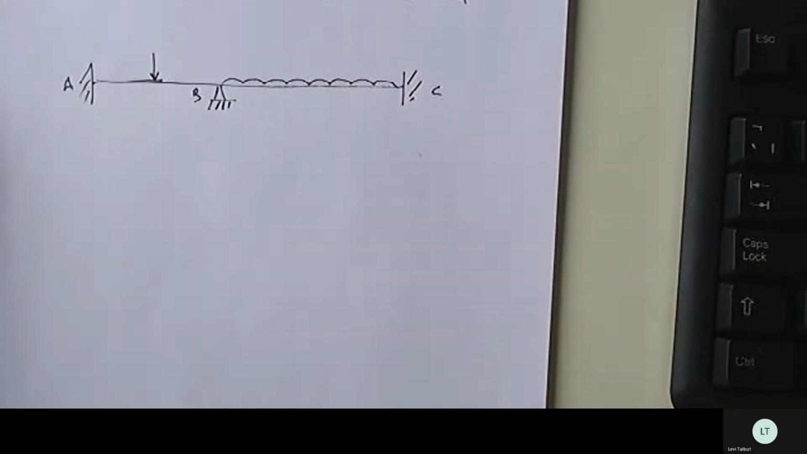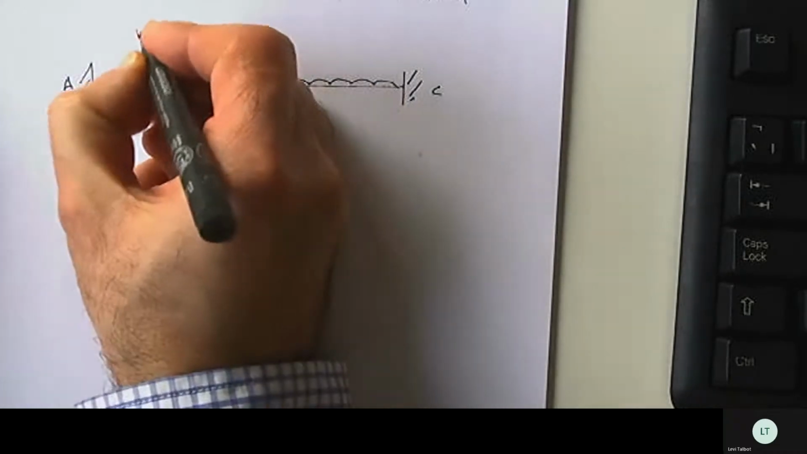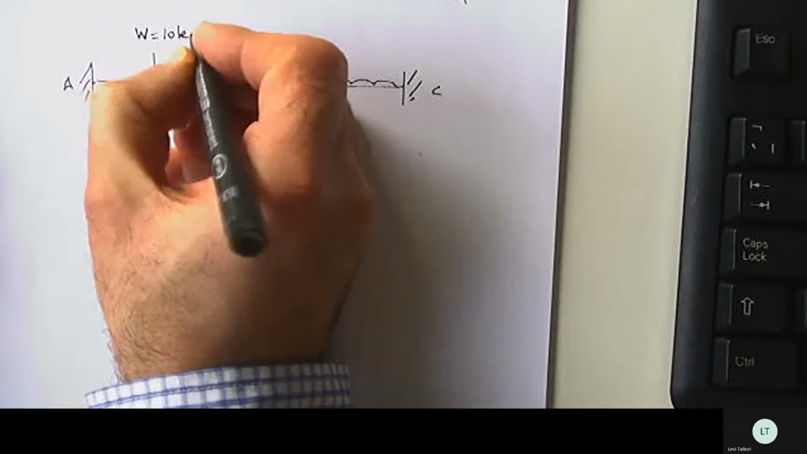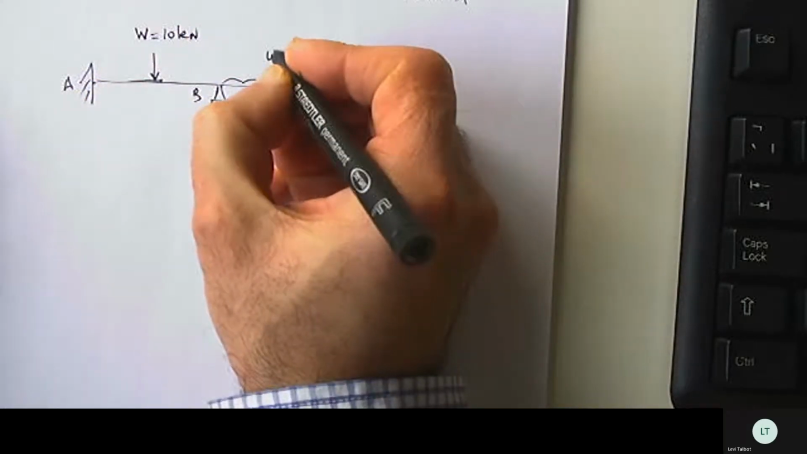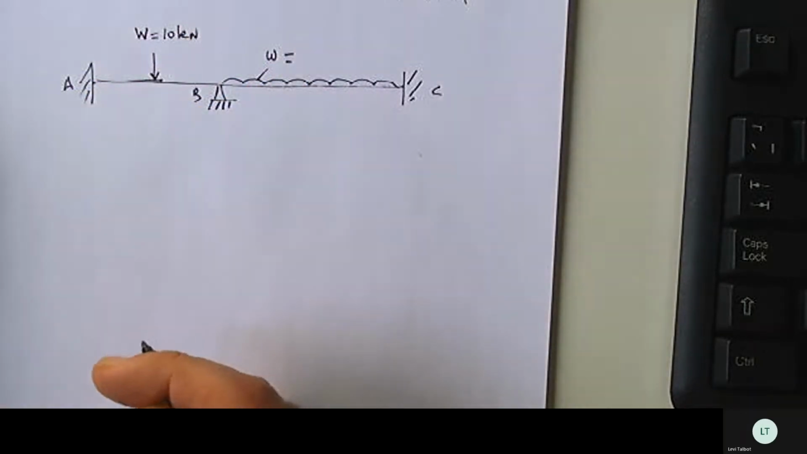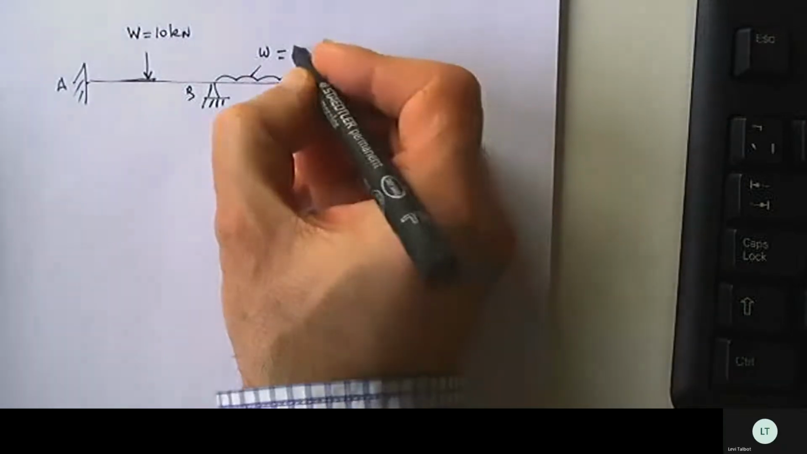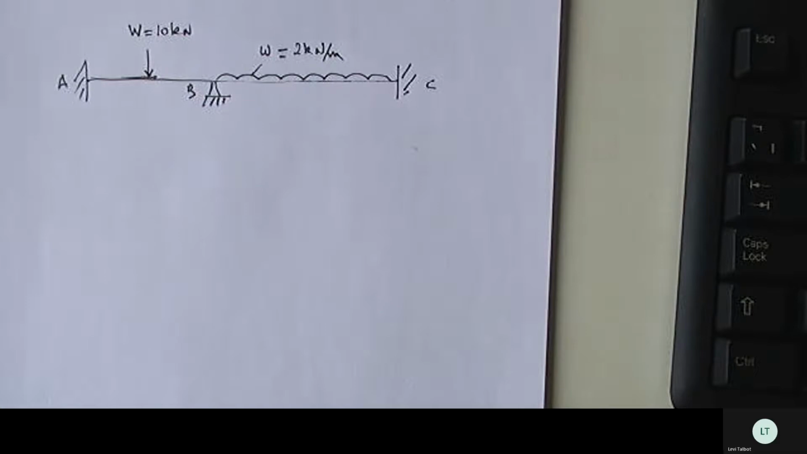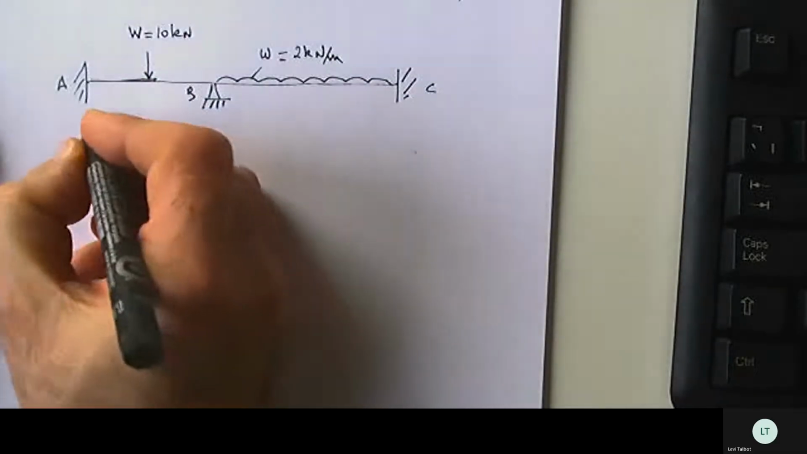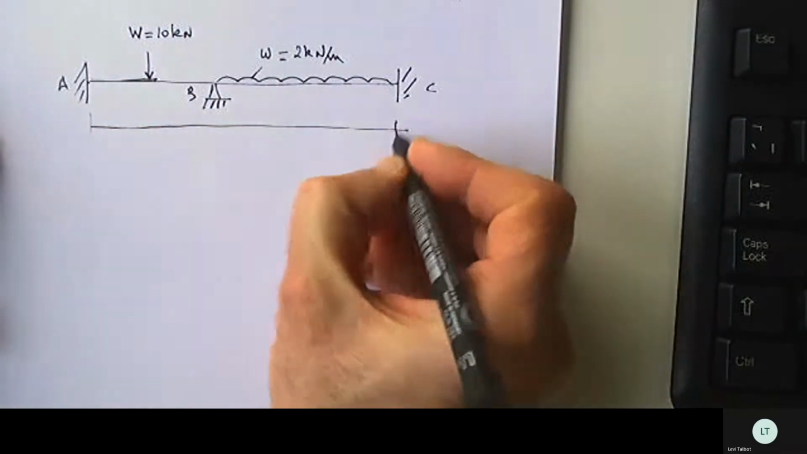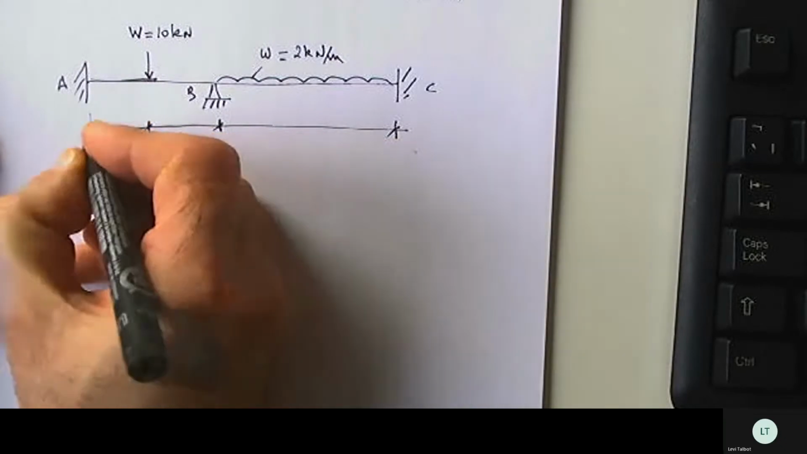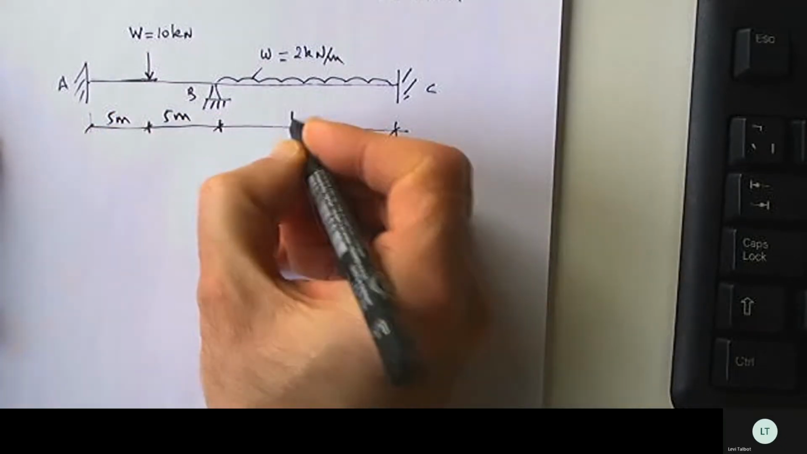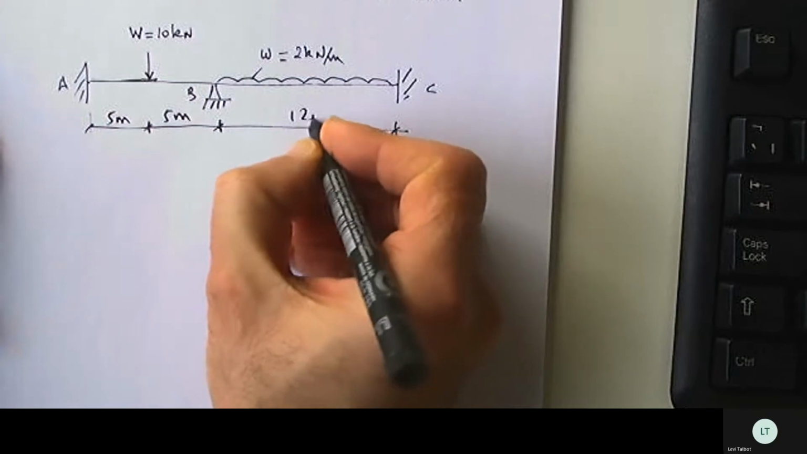uniformly distributed load. So the concentrated load W is 10 kilonewtons, and the UDL, the uniformly distributed load, we assume is 2 kilonewtons per meter. Right? Given this is 5 meters, this is 5 meters, and BC is 12 meters.